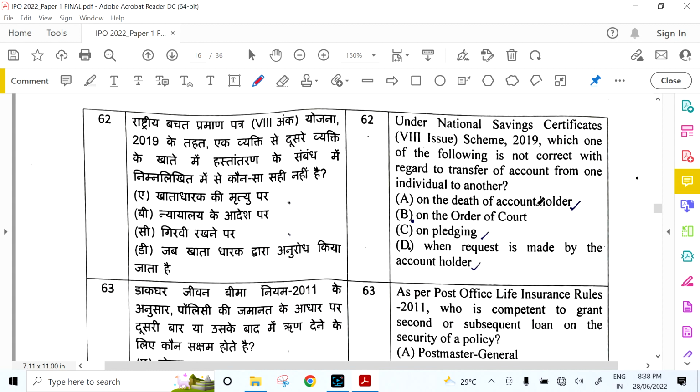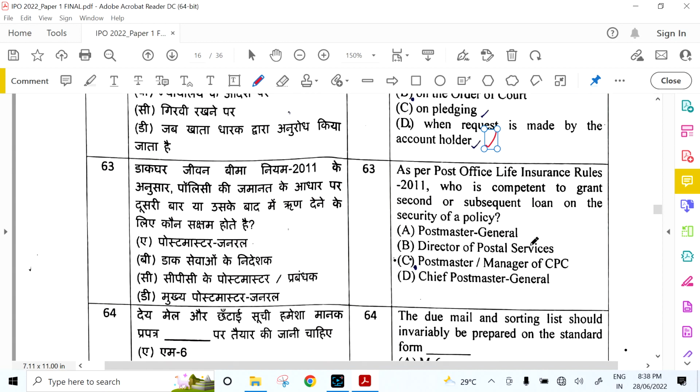And which one of the following is not correct with regard to transfer of account from one individual to other? On the death of the account holder, on the order of court, on pledging, when request is made by the account holder. The answer is when request is made by the account holder is not correct. Here the statement is not correct. On death it can be transferred, on order of court it can be, on pledging it can be, but on a request it cannot be done.